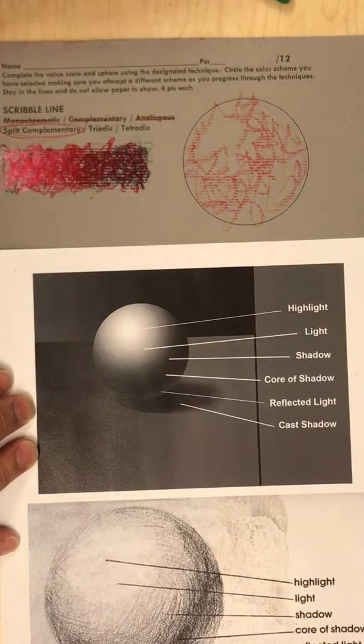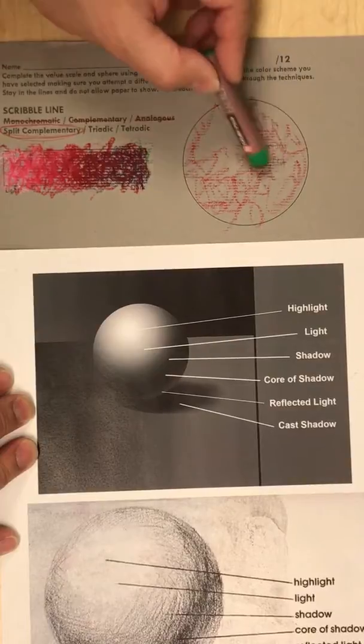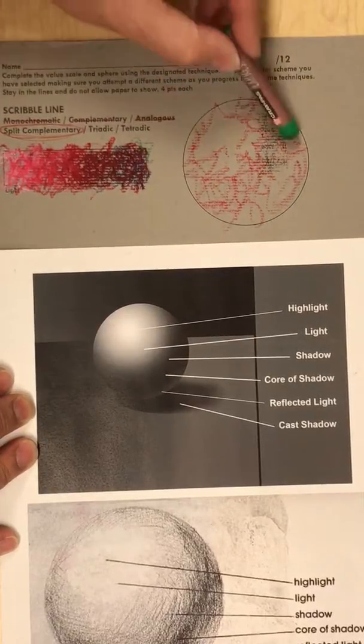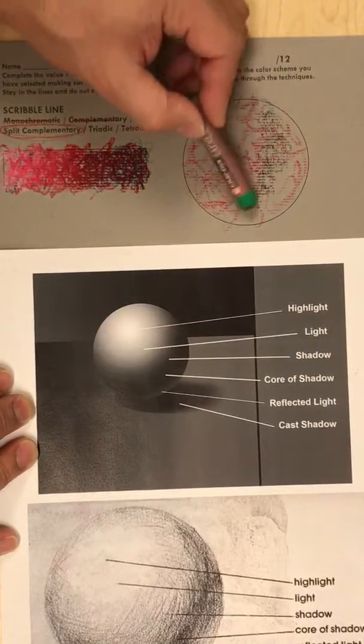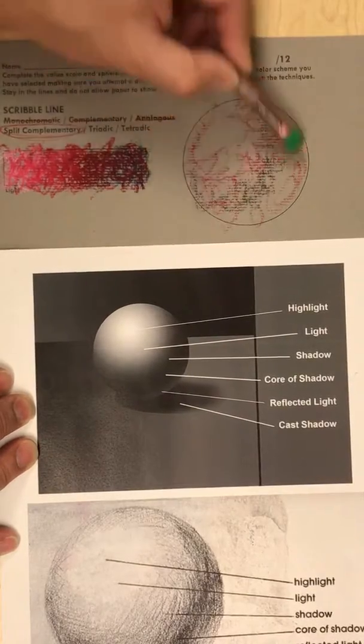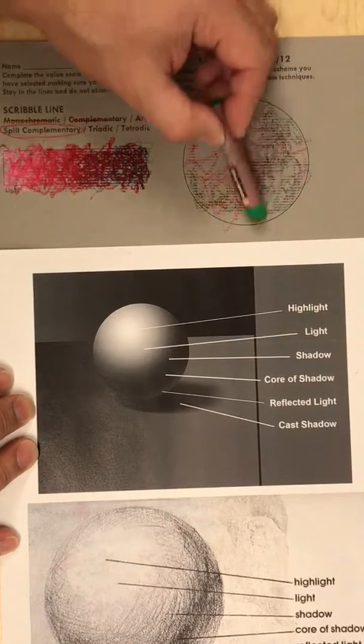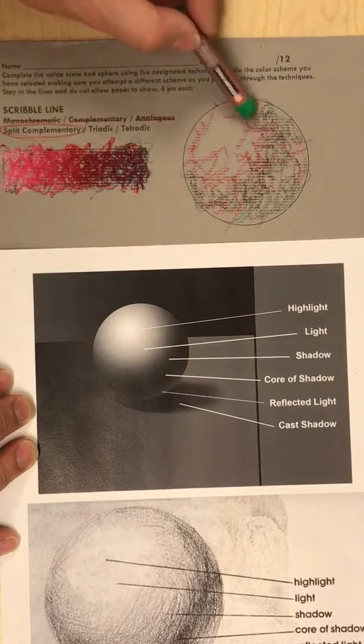It's meant to. I'm going to start with my green into my core of the shadow, just like I did with my value scale. Sporadic line, remember that, sporadic line. I go with the contour of the object. So notice I'm not going straight across, I'm going round.